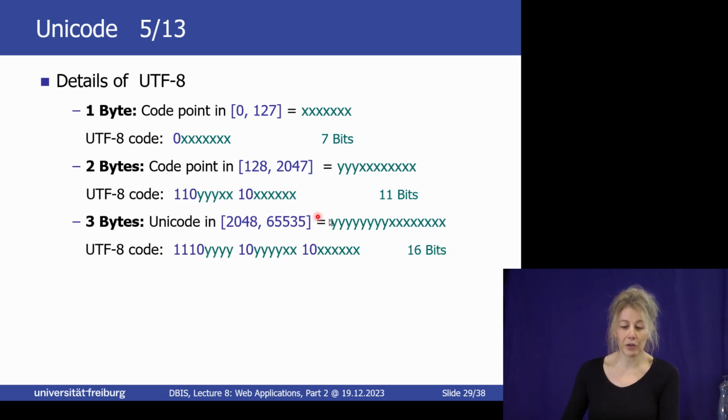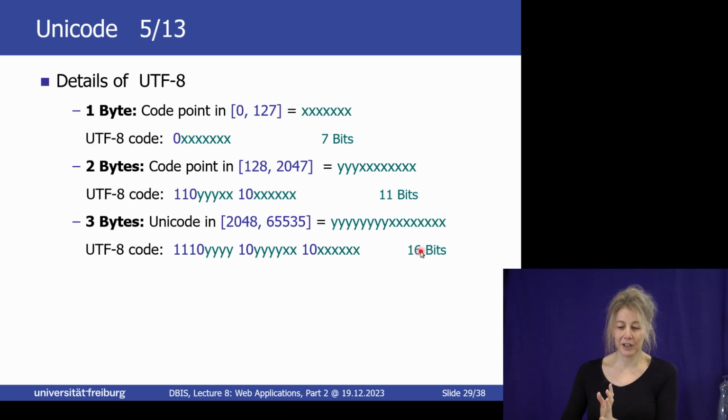So now if you need 3 bytes, then the first byte starts with 1110. This is no contents, just signaling this is the first byte of a 3-byte UTF-8 character. And then come some bits carrying contents, and then I have 2 continuation bytes which start with 10.